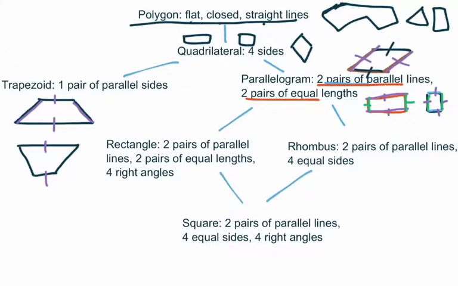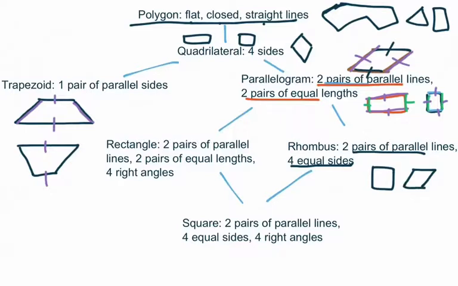Underneath parallelogram, we can get more specific, and we can have a rhombus. So something that's a rhombus still has to have two pairs of parallel lines, but it has to have four equal sides. So a rhombus can either be this, or it can be something that looks like, trying my best here. Oh, that's a little bit sloppy. Whoops. They have to be equal.